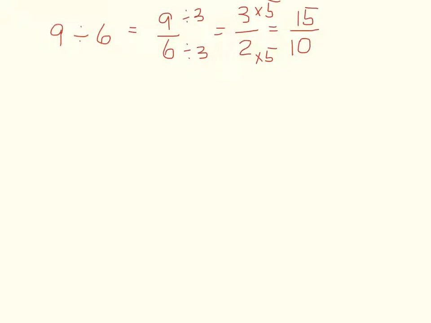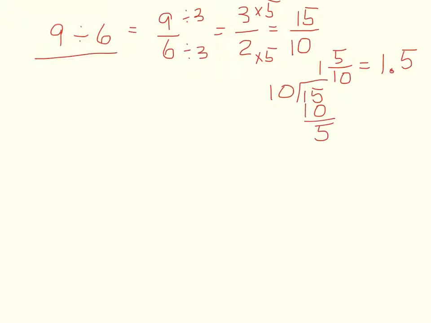But 15/10, that was what we called improper. So I will divide that down. 15 divided by 10 goes once, with 5/10 left over. So 1 and 5/10 as a decimal is 1.5. So 9 divided by 6 became 1 and 5/10, or 1.5.